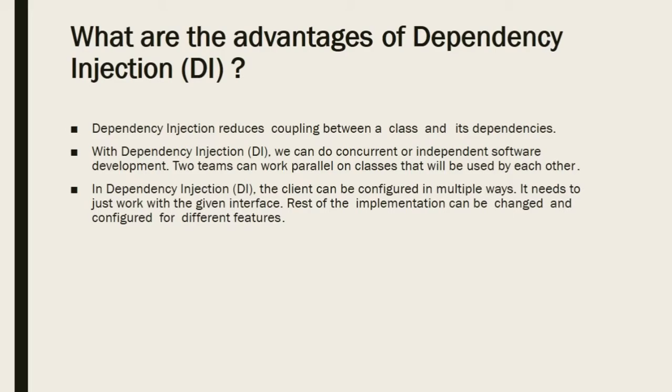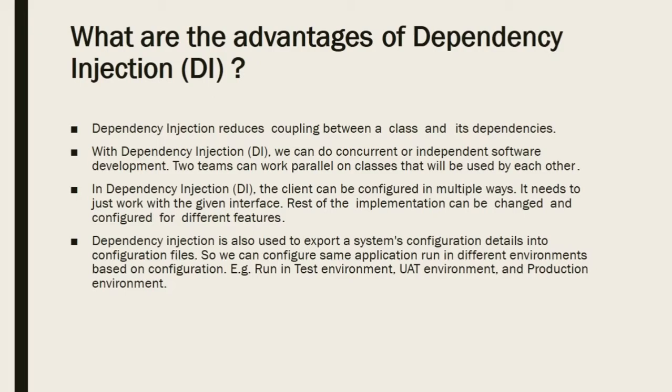3. In dependency injection, the client can be configured in multiple ways. It needs to just work with the given interface. Rest of the implementation can be changed and configured for different features. 4. Dependency injection is also used to export a system's configuration details into configuration files. So we can configure same application to run in different environments based on configuration. For example, run in test environment, UAT environment, and production environment.